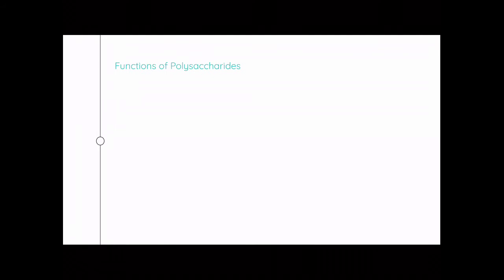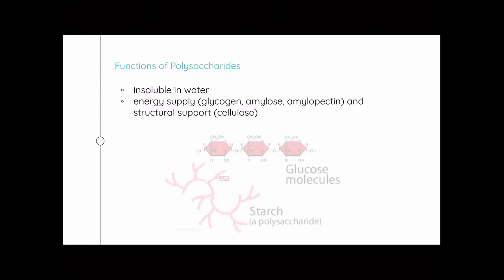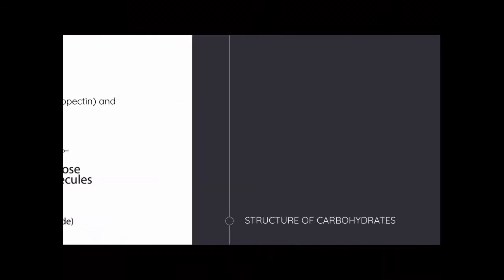A polysaccharide is an insoluble storage form of carbohydrate. In animals, glycogen is used for storage of carbs in the liver and muscles. In plants, starch are energy reserves broken down into monosaccharides, which are then oxidized in respiration to release energy. Lastly, cellulose is a polysaccharide in plants made up of glucose, and they are important in the structural support of plant walls. Next, moving on to the structure of carbohydrates.